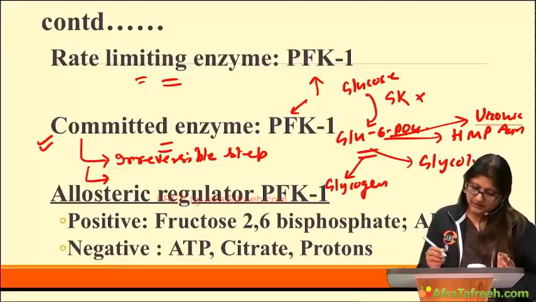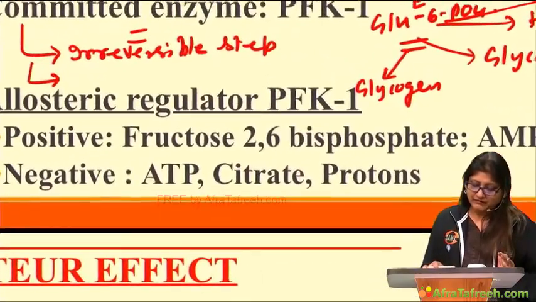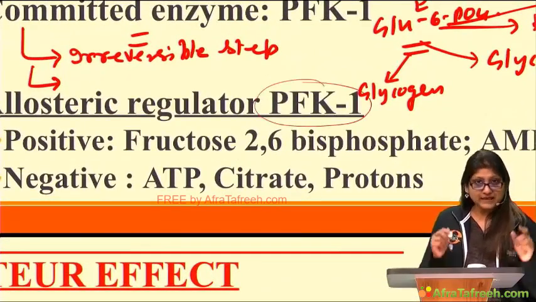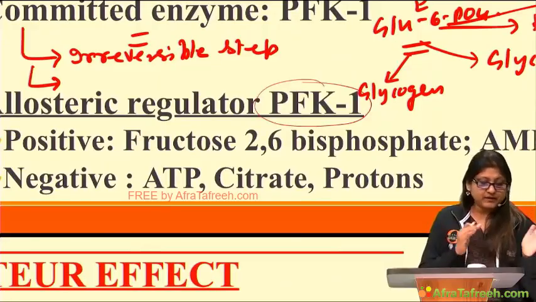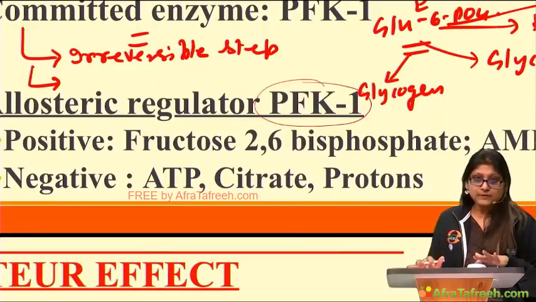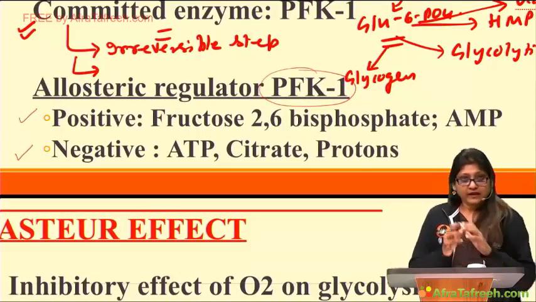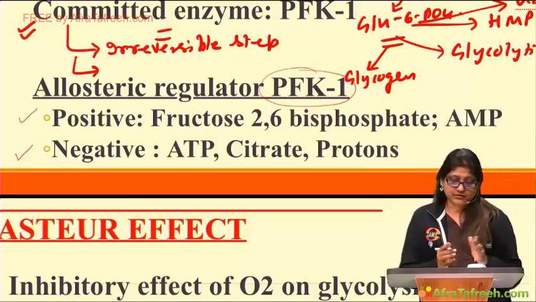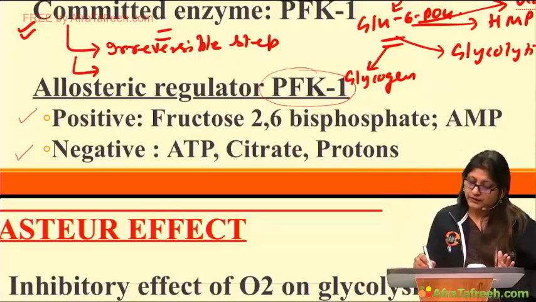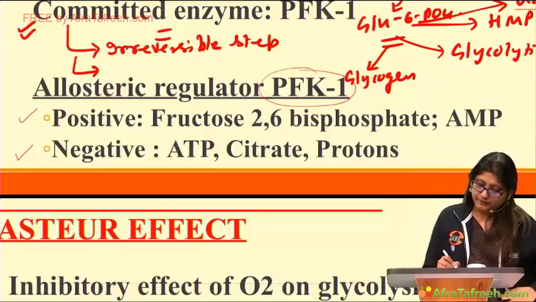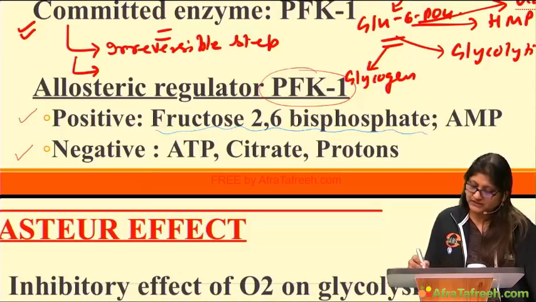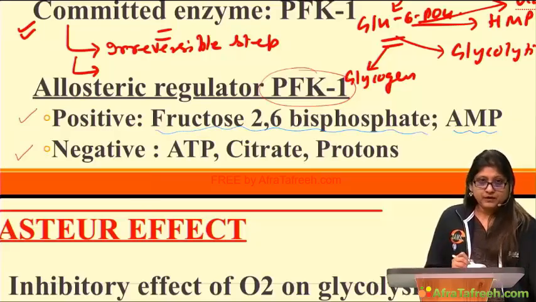Okay, now coming to the next important point, which is very, very important for you to note, that whenever we are talking about PFK1, it's an allosteric enzyme having positive and negative allosteric factors. So you must know what is a positive factor for PFK1 and what is a negative factor. Every time I ask you to remember this, it is a very, very important point. The positive factors for PFK1 are fructose 2,6-bisphosphate and AMP, and the negative factors are ATP, citrate and proton, right?